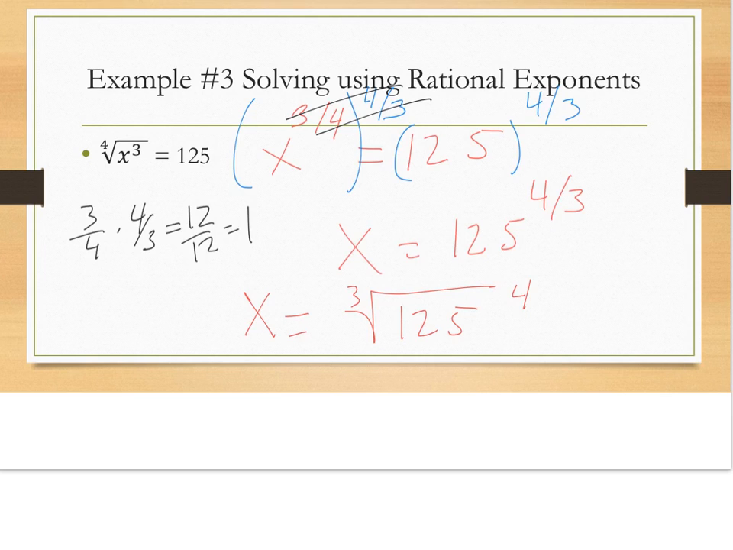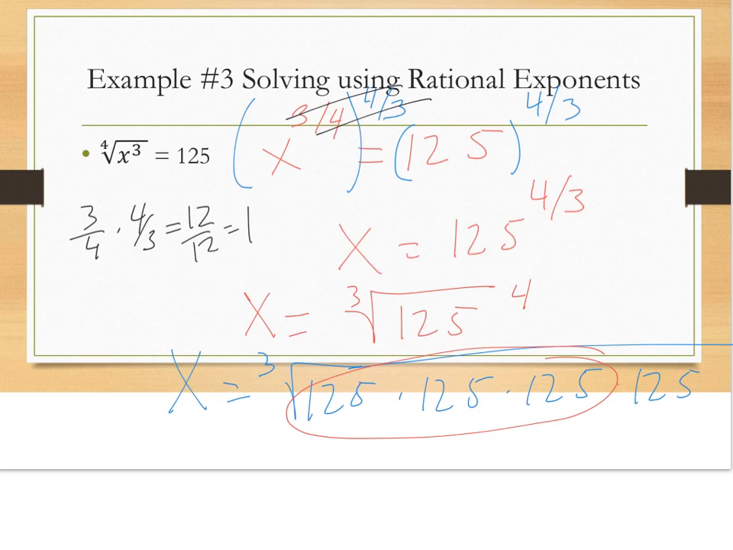Now this looks like it'd be a very large number, but let's write it out a little bit differently. I'm going to write it as 125 to the 4th power. That means 125 times 125 times 125 times 125, 4 of them. If I actually multiplied 125 by itself 4 times, I'd end up with a gigantic number. Instead, I'm going to leave it and notice that I have 3 of a kind. I can bring out 125. Now I'm down to x equaling 125 times the cube root of 125.